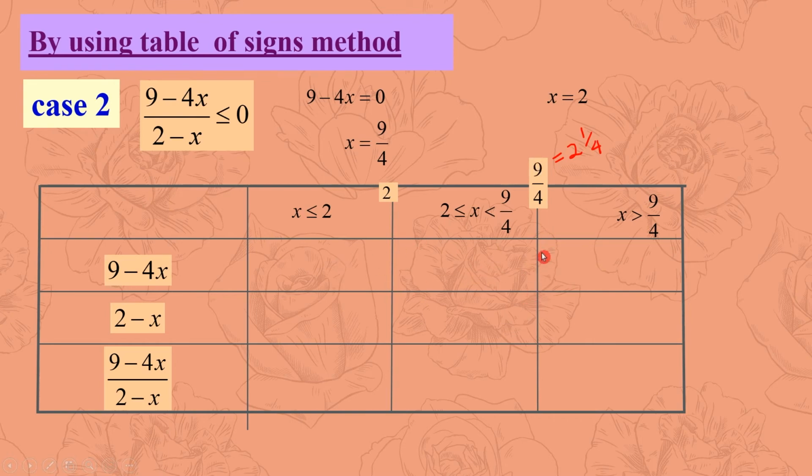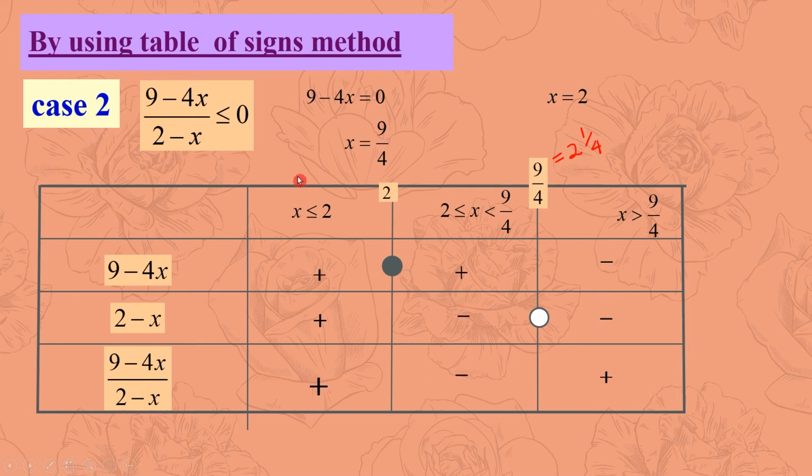Okay, let's take any values that is smaller because it is on the left of 9 over 4. Smaller than 9 over 4. For example, 0. 0 is smaller than 9 over 4. So 0 times 4 is 0. 9 minus 0 is positive. So this has to be positive, positive, and negative will give us positive. Again, positive times positive will give us positive, positive times negative will give us negative, negative times negative will give us positive.